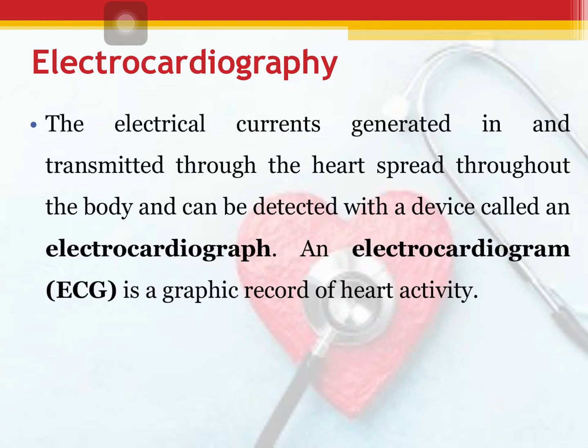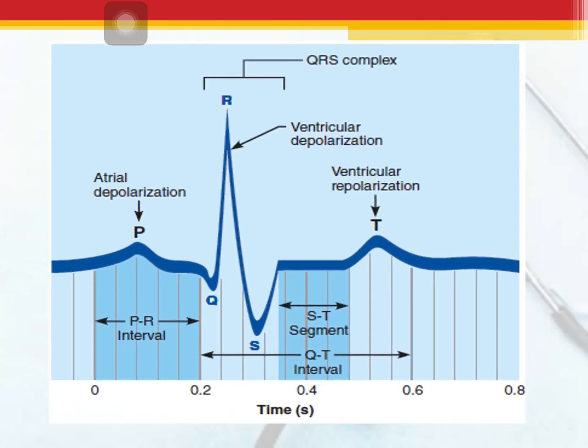Electrocardiography. The electrical currents generated in and transmitted through the heart spread throughout the body and can be detected with a device called an electrocardiograph. An electrocardiogram is a graphic record of the heart's activity. A typical ECG has three easily distinguishable waves or deflections: the P wave, the QRS complex, and the T wave.